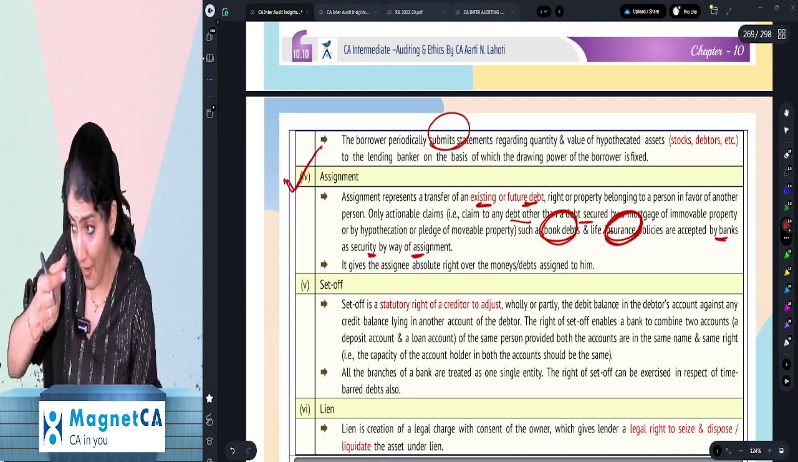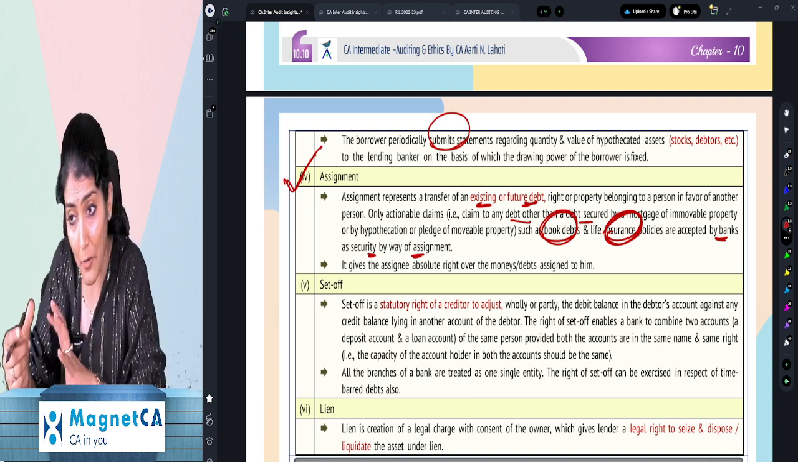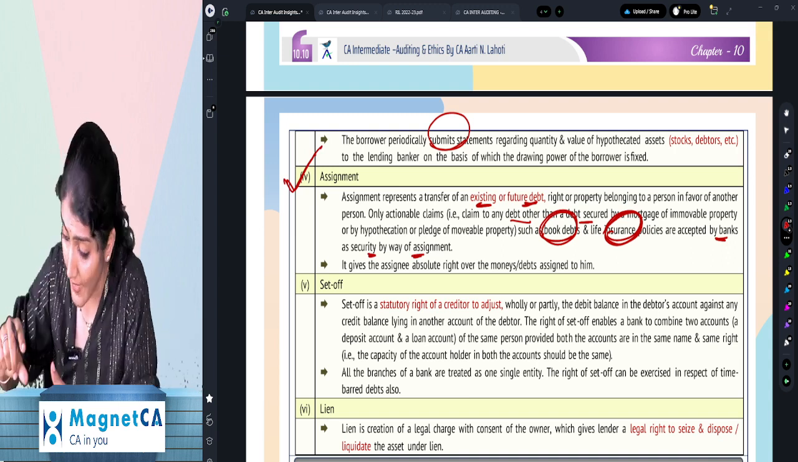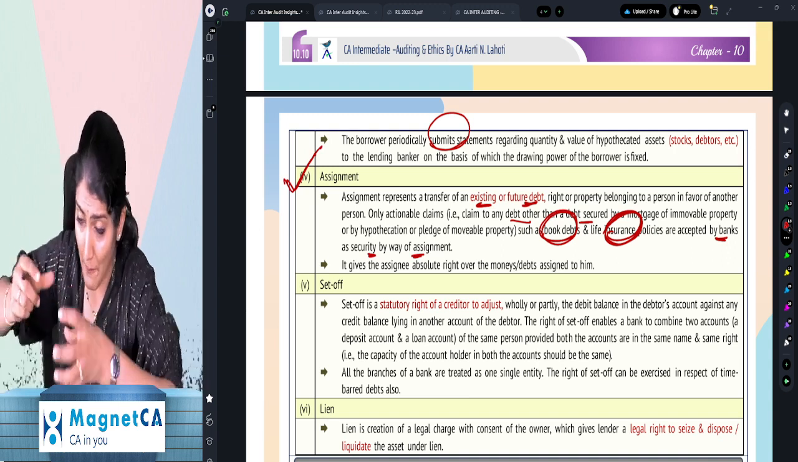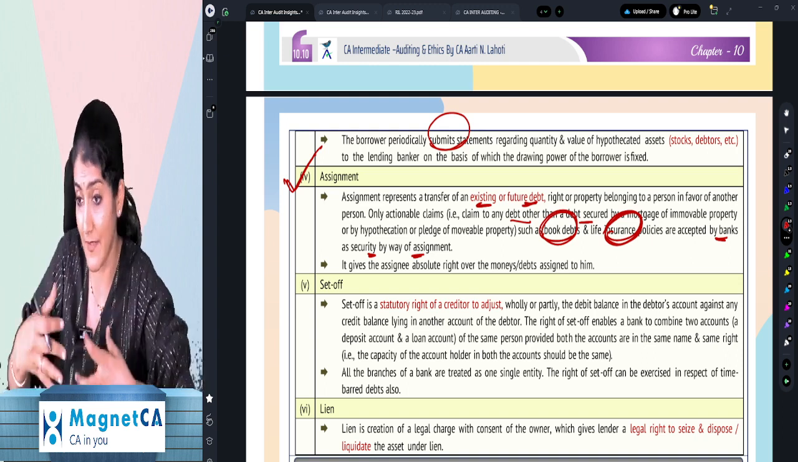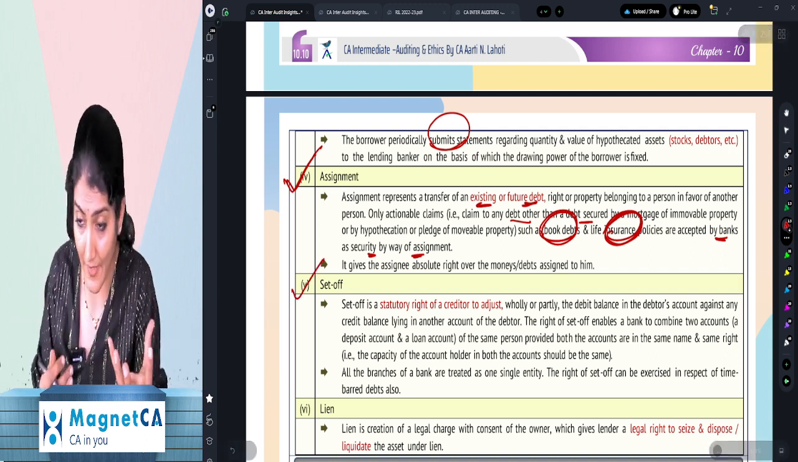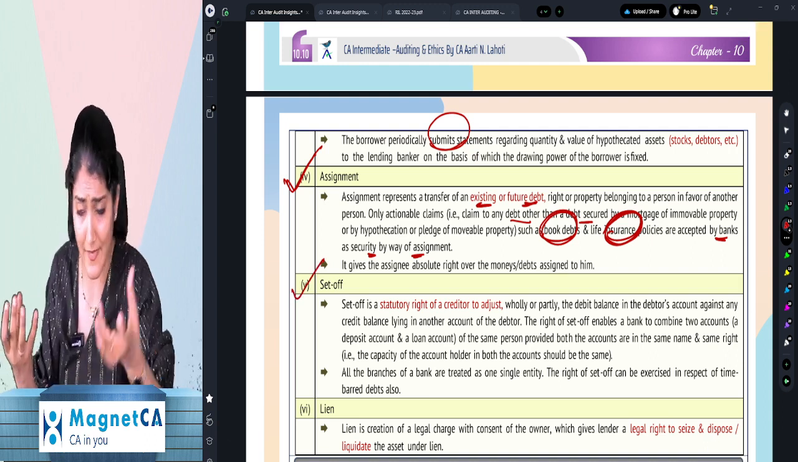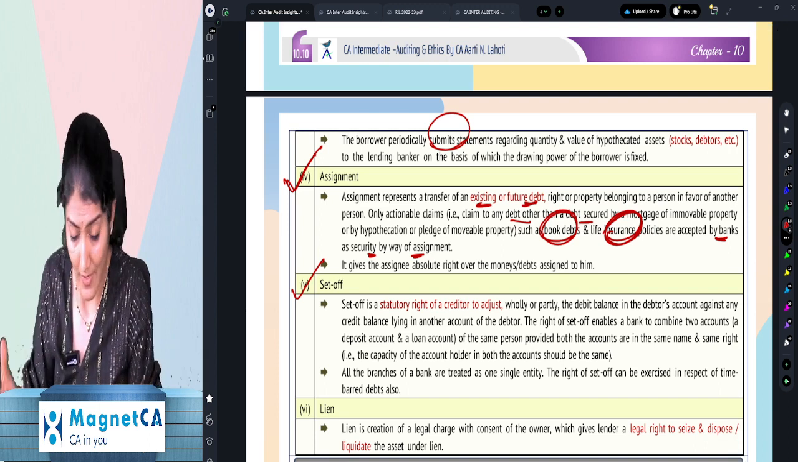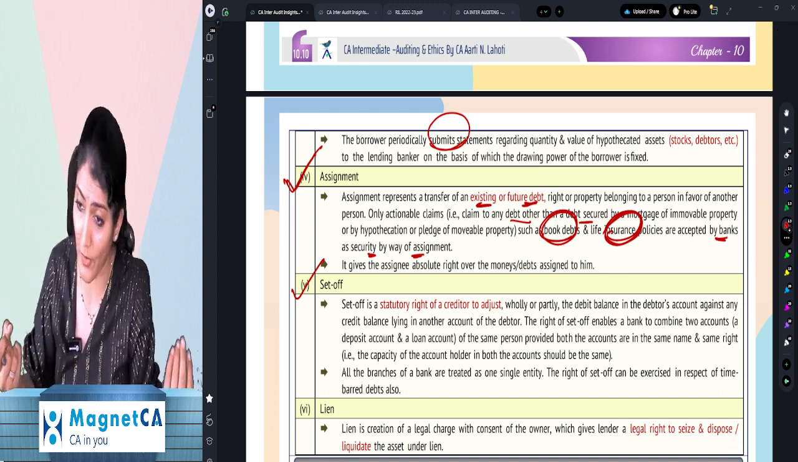Then I have an account with that bank, my savings account, and from the same bank I have taken a loan also. So in case I don't repay the loan, can the bank adjust the balance in my deposit account against the loan account? Yes. So that is the setup. I have taken a loan from the bank, and in the same bank I have kept a deposit also. So in case I don't repay the loan, can the bank adjust it against my deposit account?